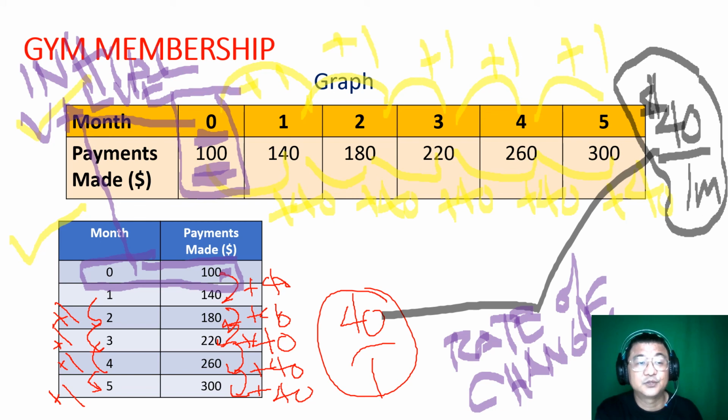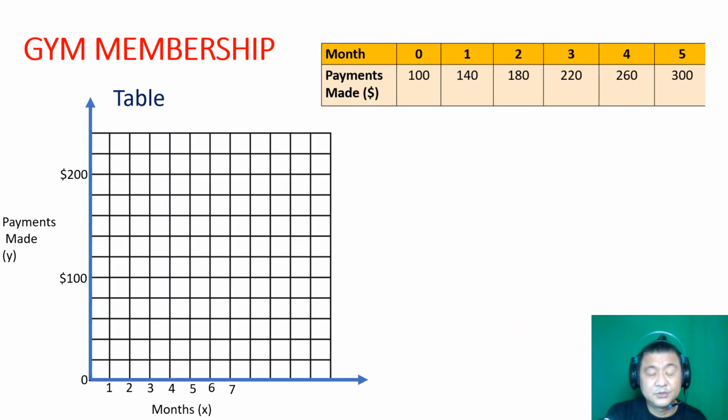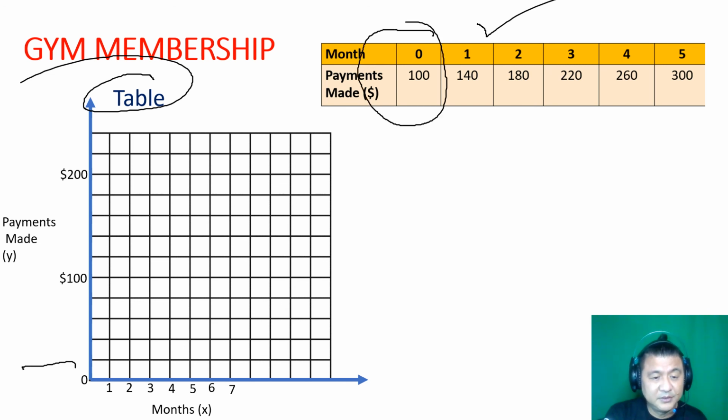Initial value is 100. Okay, so we're still using the same data, but now it's in a table form. Okay, this will now be translated into a table. So I'll start with month 0. Month 0, everybody look at month 0. Month 0, the initial payment is 100. Month 1, I am paying what? 140. So 140 will be here because each of the box is worth $20. 20, 20, 40. Okay, month 2 I am paying what? 180. 180 is over there.